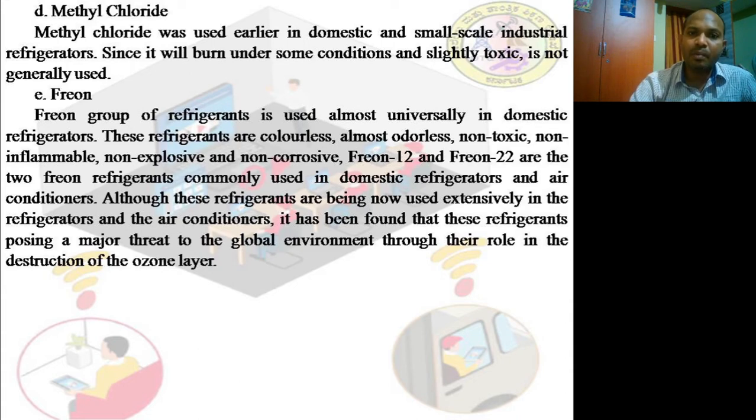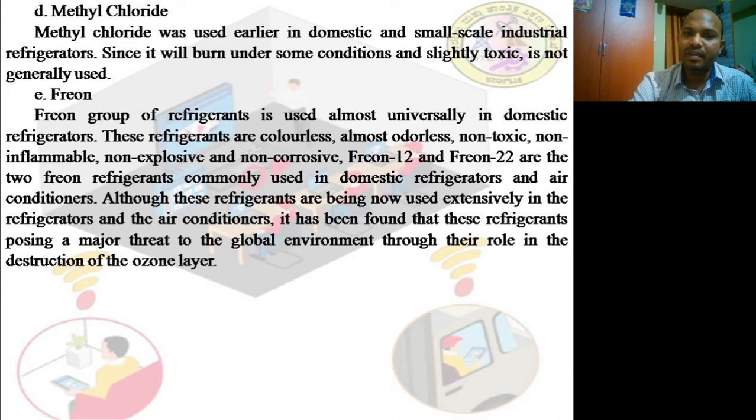Freon is most popularly used in domestic refrigerators. These refrigerants are colorless, almost odorless, non-toxic, non-inflammable, non-explosive, and non-corrosive. Freon 12 and Freon 22. There are some specifications here; they have given it, no need to go in deeper for that. These are the two Freon refrigerants commonly used in domestic refrigerators and air conditioners.